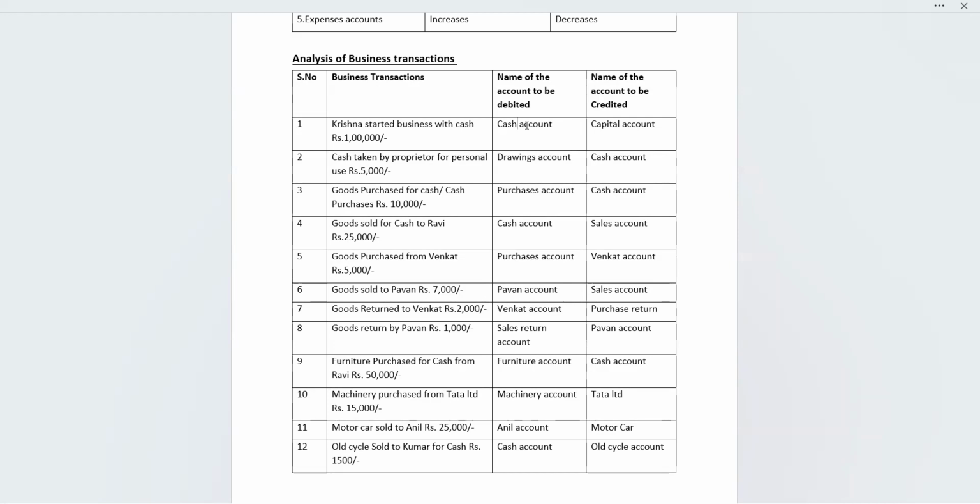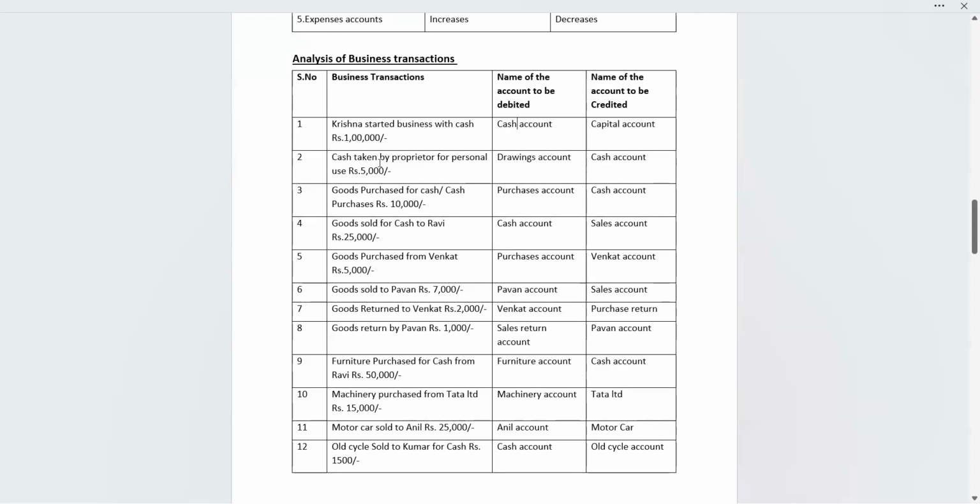Which rule are you applying? Assets, real account only. So now you are applying the real account. Real account says debit what comes in, credit what goes out. Cash comes into the organization, so it should be entered on the debit side. So cash is debit, capital is credit.